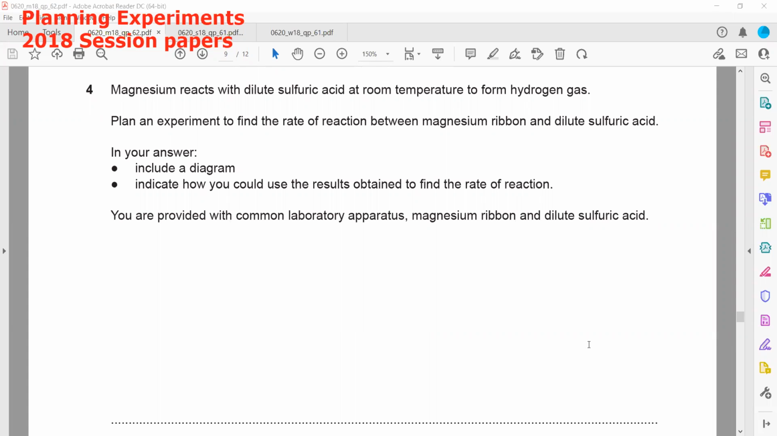This is planning of experiment from 2018 session. The first one is from Feb-March 2018 paper. The magnesium reacts with sulfuric acid at room temperature to form hydrogen gas. We have to plan an experiment to find the rate of a reaction between a magnesium ribbon and sulfuric acid.